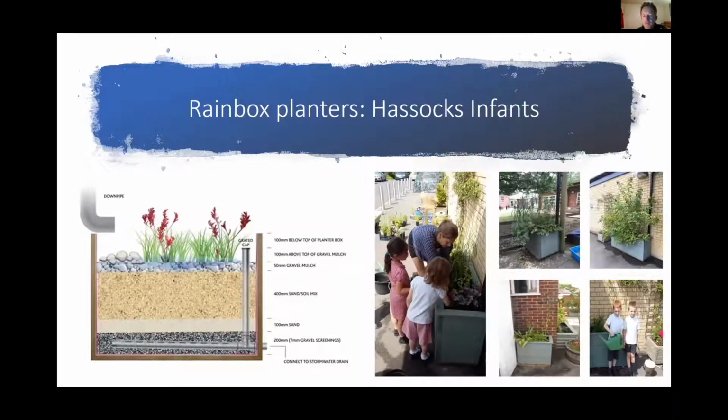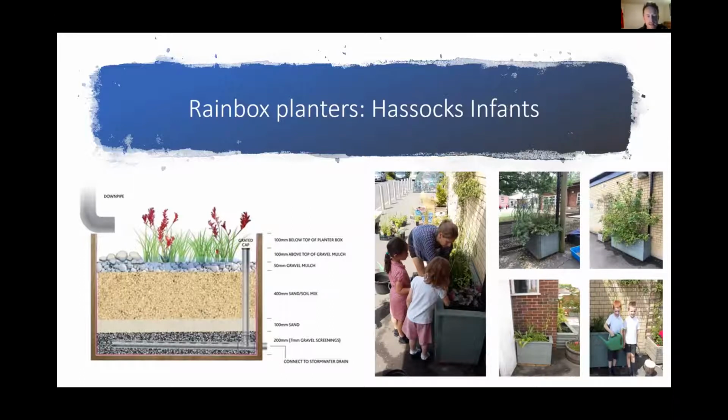So we've also been installing Rainbox planters all around Hassocks. These are the ones at Hassocks Infants. I think there are 7 or 8 of these at Hassocks Infants. And Rainbox planters are another really useful SuDS intervention. These Rainbox planters are designed to interrupt the flow of water from roofs again, much in the same way as the rain gardens, but these ones fill up the planters.